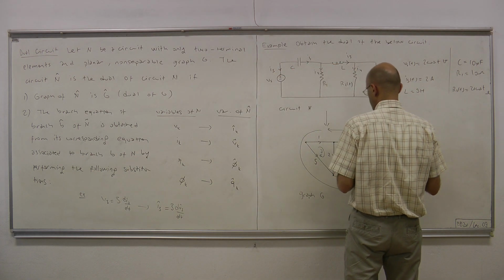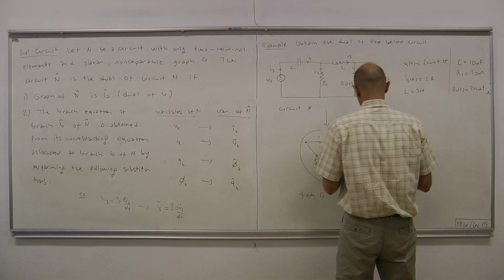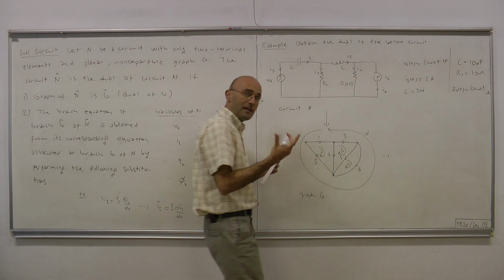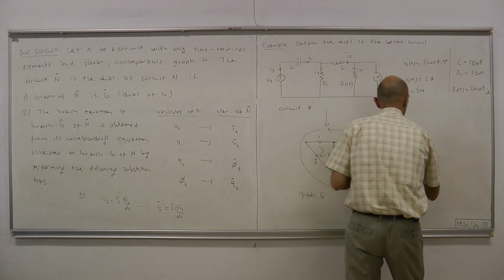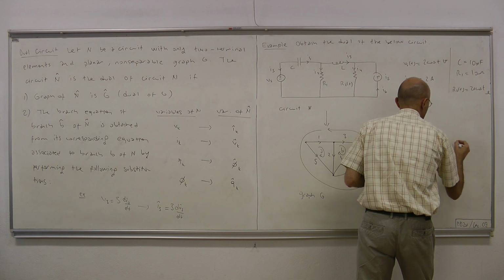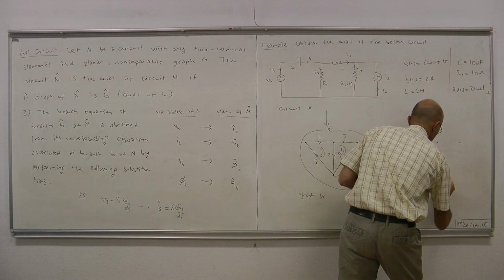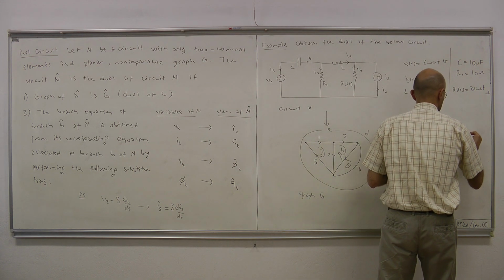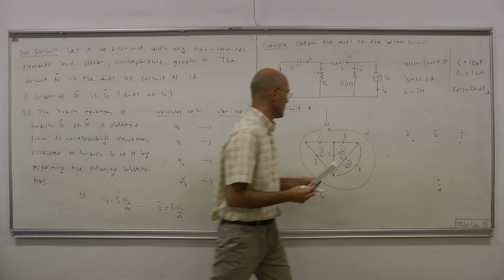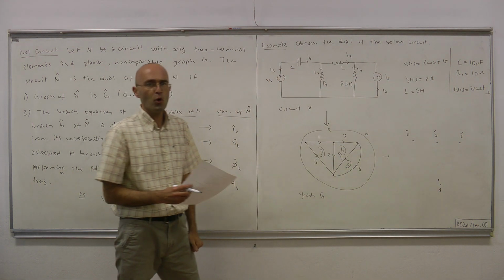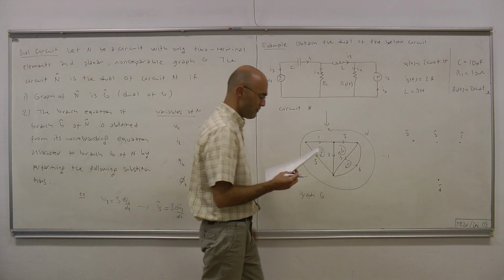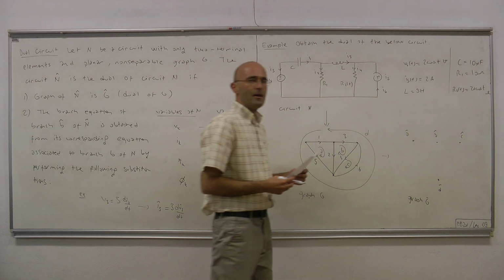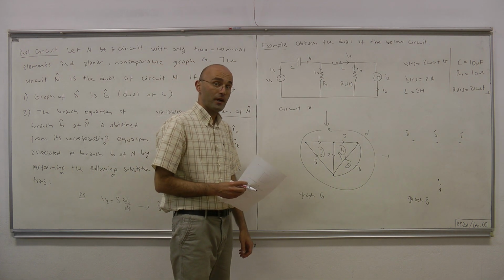So all these meshes, A, B, C, D, they translate into nodes. So we have A hat, B hat, C hat, and D hat. The meshes A, B, C, D, they become nodes A hat, B hat, C hat, D hat in graph G hat.